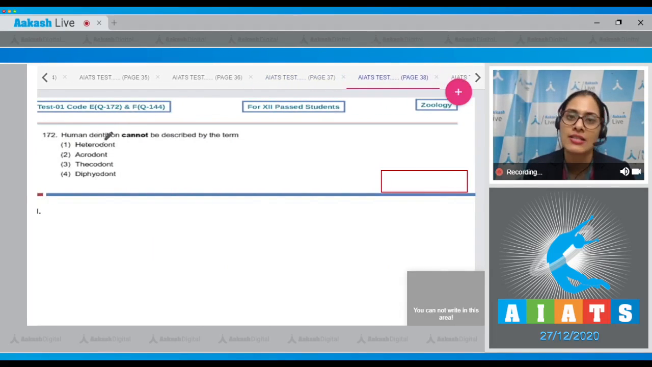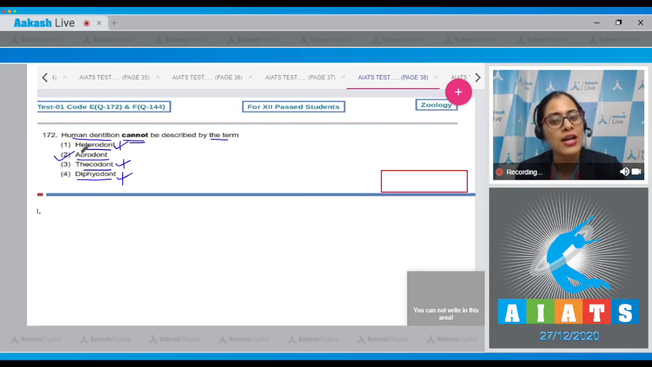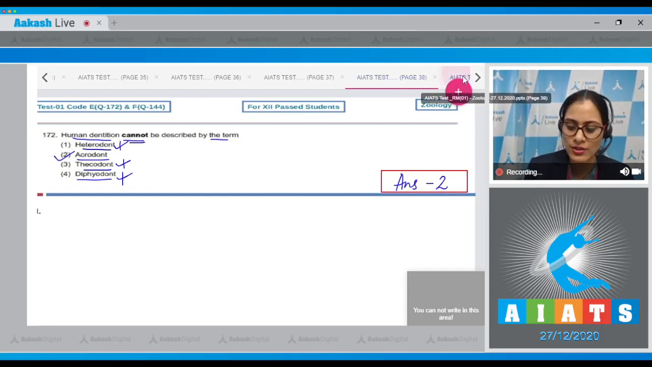Question number 172. Human dentition cannot be described by the term, and the options are heterodont, acrodont, thecodont, diaphyodont. As human dentition can be described by heterodont, thecodont, and diaphyodont, these cannot be the correct answer, and the correct answer to this question is option number 2, acrodont. So the correct answer to this question is option number 2. Let's move on to the next question.